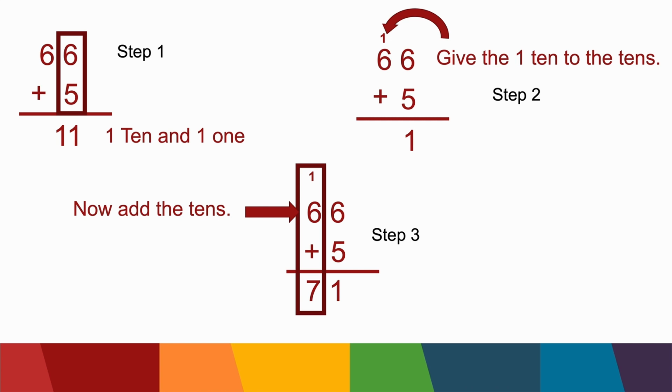Step 3, now we add the tens column. 1 plus 6 equals 7. Our problem is 66 plus 5 equals 71.